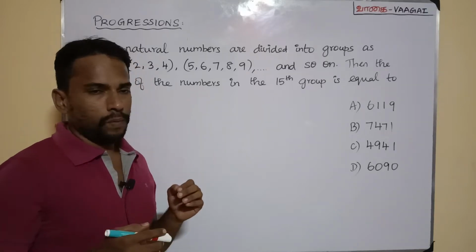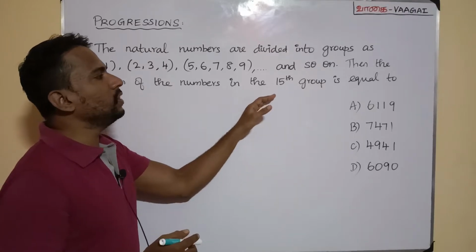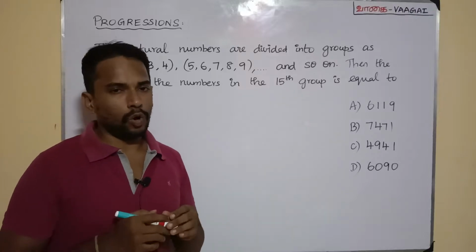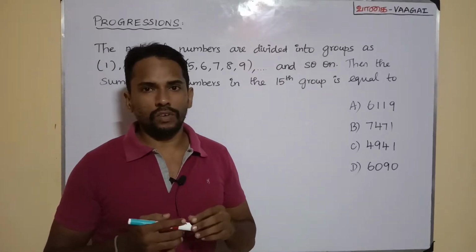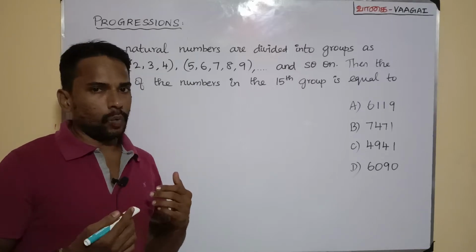Then, if that is so, the sum of the numbers in the 15th group is equal to what? This is going to be the question, and we also have the options. Not a very difficult question, but still it's going to be a different variety. Let's see the approach for how we can solve this.